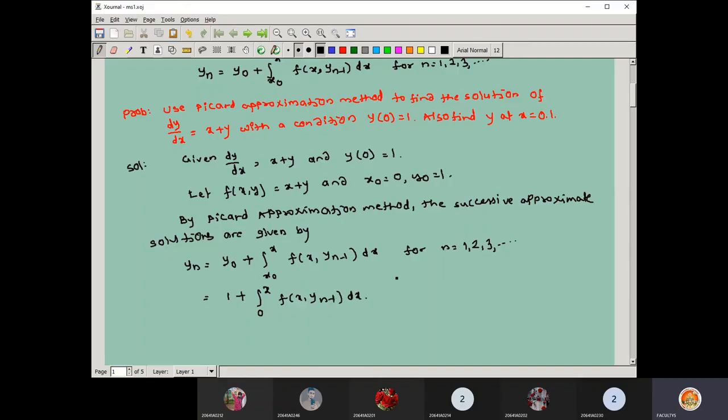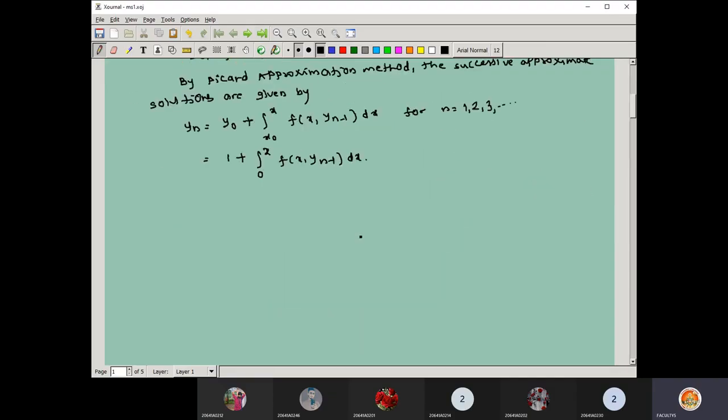So we have only the x naught and y naught values. Those values I am substituting in your given expression. Now here you are just finding for n equal to 1. I am just substituting n equal to 1 so that you are getting the first approximate solution in your last expression: 1 plus integral 0 to x f of x comma, there you are substituting n equal to 1, means y naught, dx.